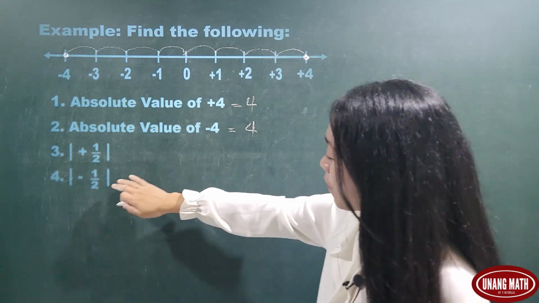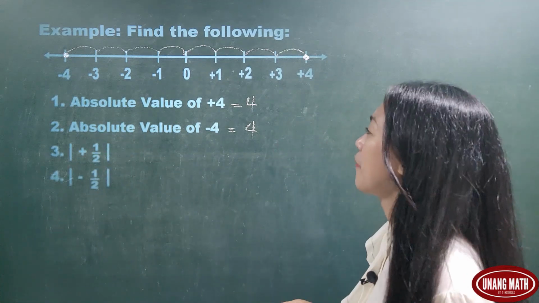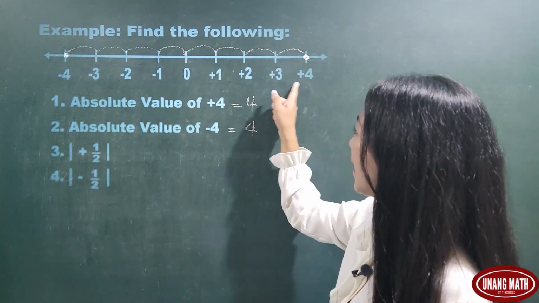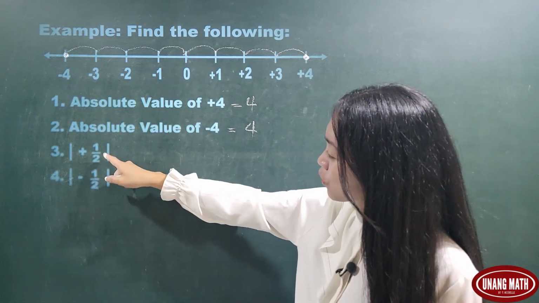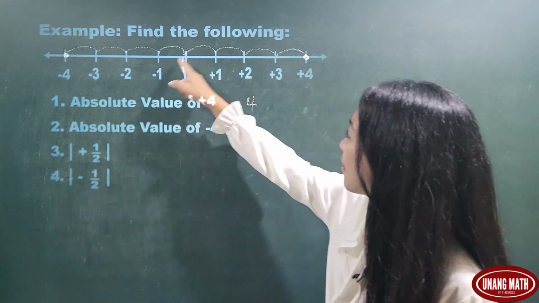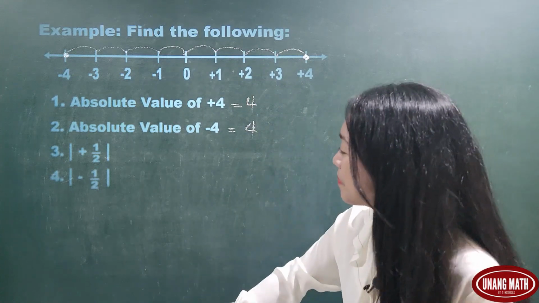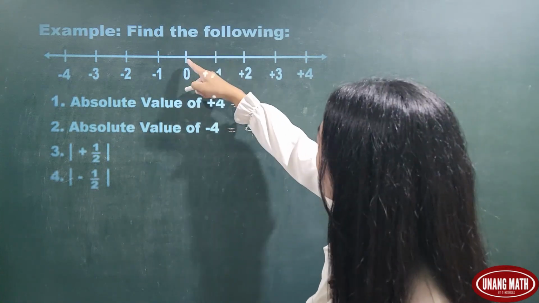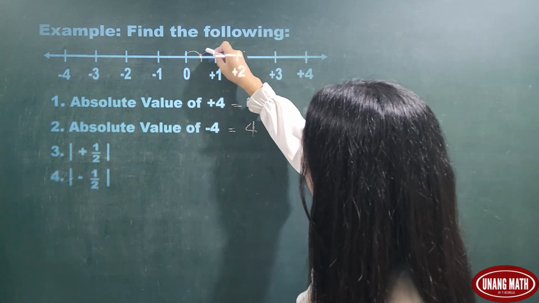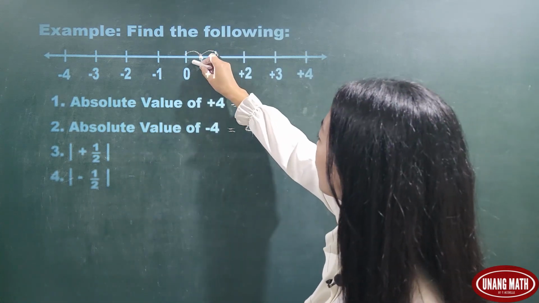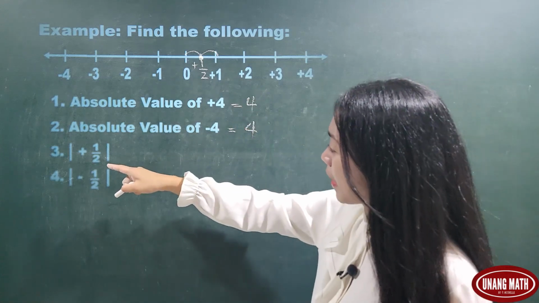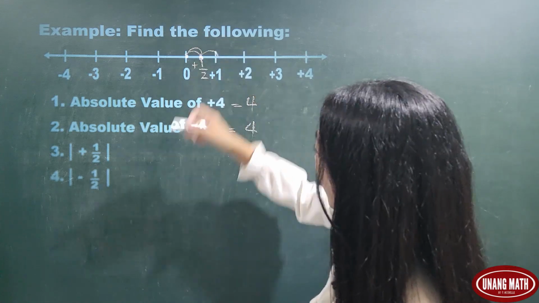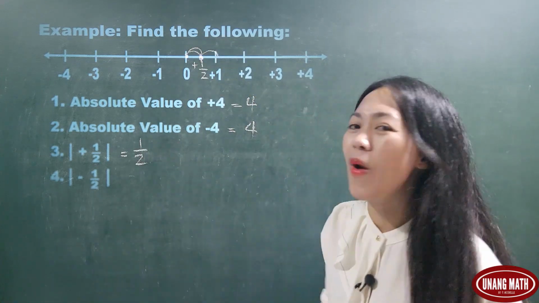Let's move on to number 3. What is the absolute value of positive 1 half? We can put all rational numbers on a number line, not only integers. That means we can also put fractions like 1 half in the number line. Positive 1 half is somewhere between 0 and 1. So let's divide this by 2. So 1 half is this point. So this is positive 1 half. What is the absolute value of positive 1 half, or the distance from the origin to 1 half? The answer is 1 half.